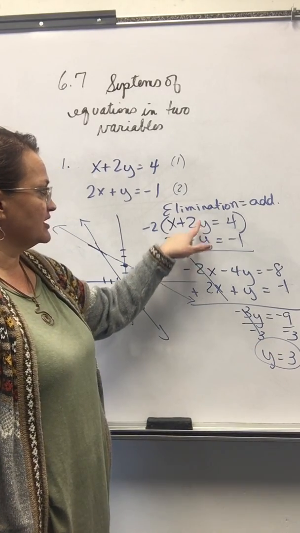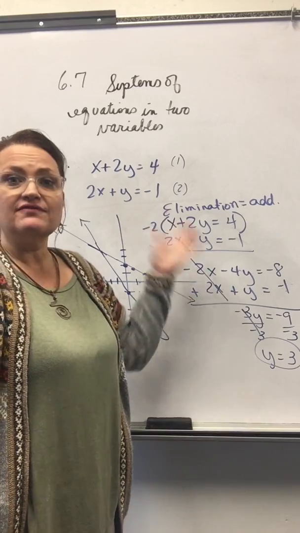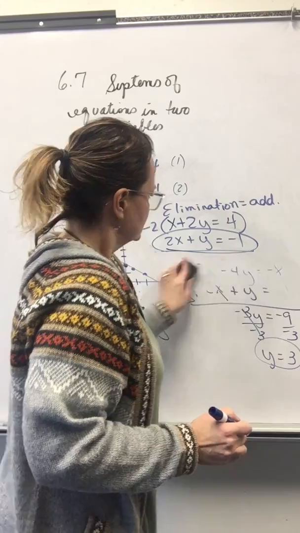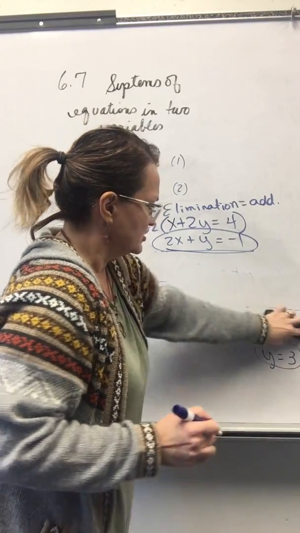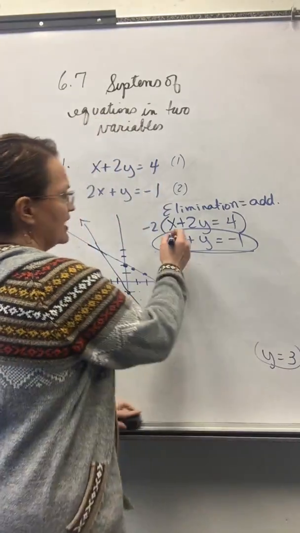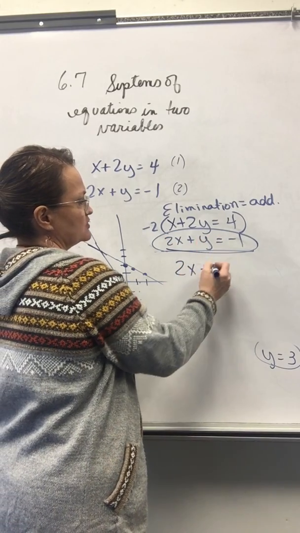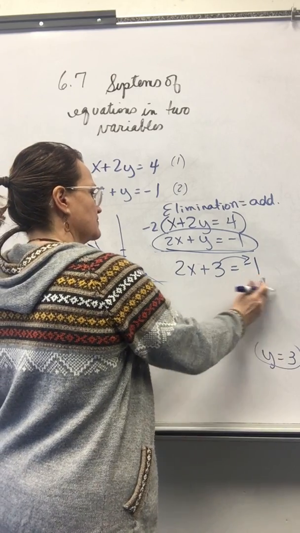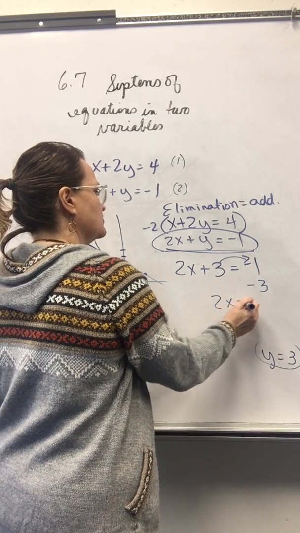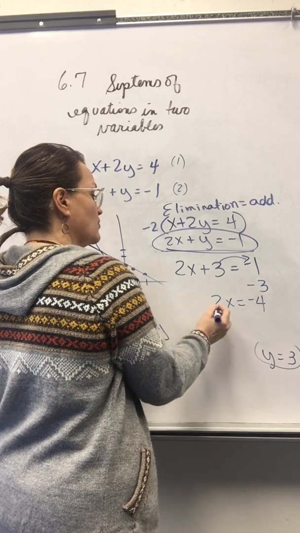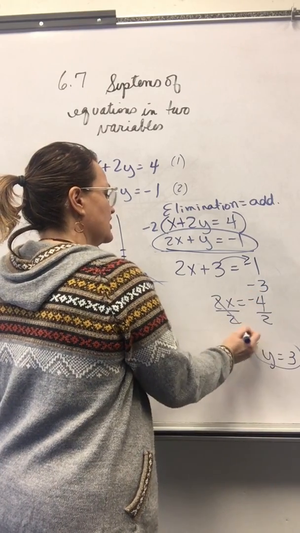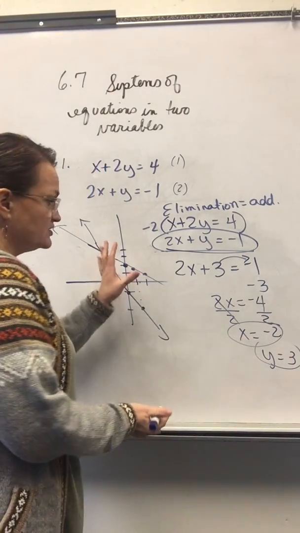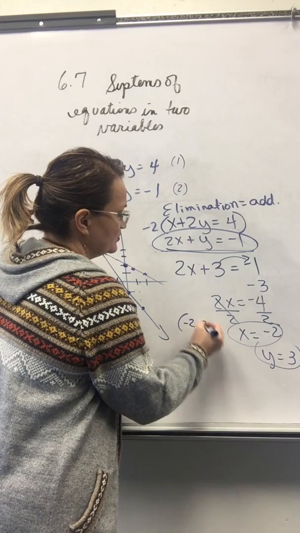I can plug that into any of these former equations and figure out x now. So I'm going to choose this second equation, and I'm going to plug in, now that the known value is y is 3, I can figure out x. 2x plus y is known to be 3 now, and then solve that. Minus 3, 2x equals negative 1, and negative 3 is negative 4. Dividing by 2, x equals negative 2. So the point of intersection for these graphs should have been at negative 2, 3.